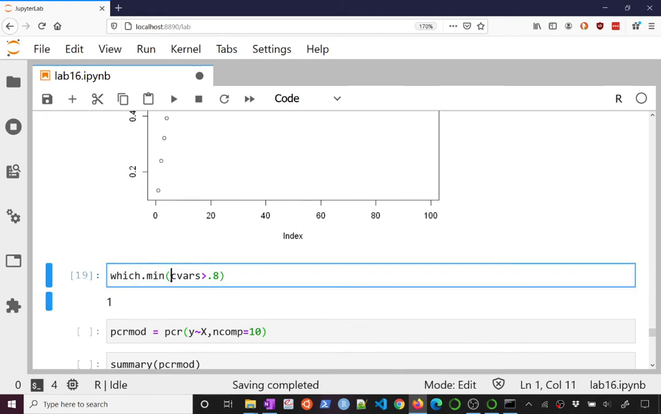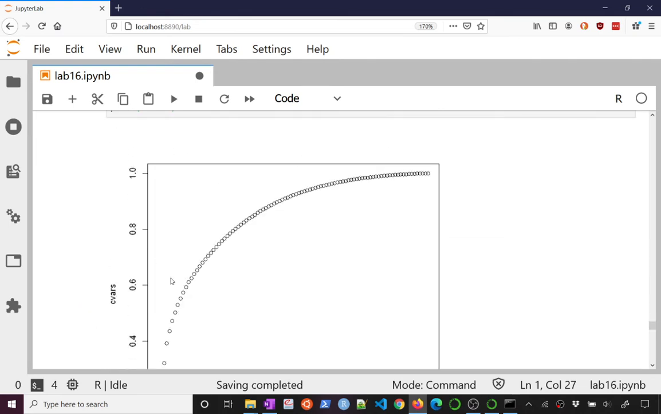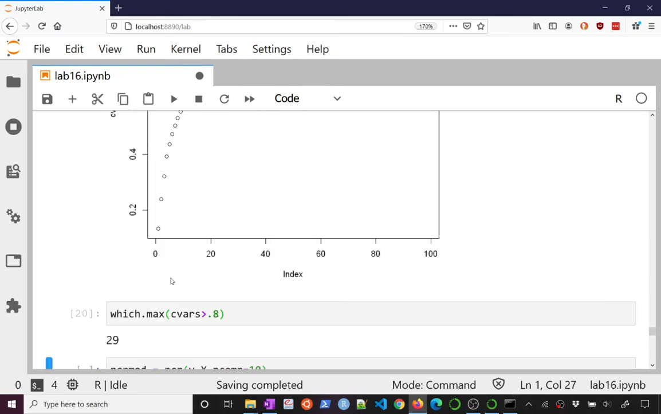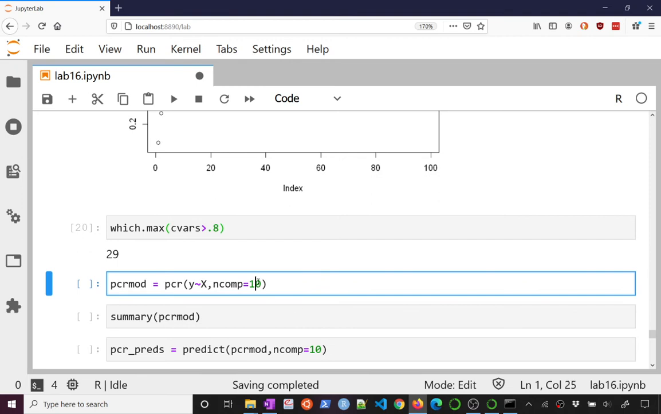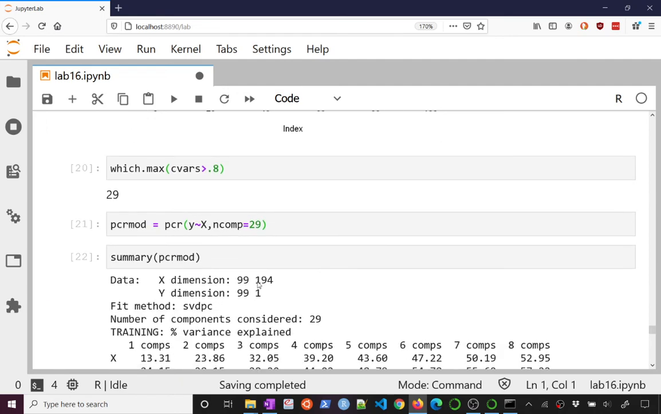And this is telling me 1. That seems false. Let's say which is our max. So 29. It says about 29 components will be about 80% of the variance. So you could choose that. So instead of choosing 10, maybe a more data-informed way would be to choose 29. Sure. And we can get a summary of our model.